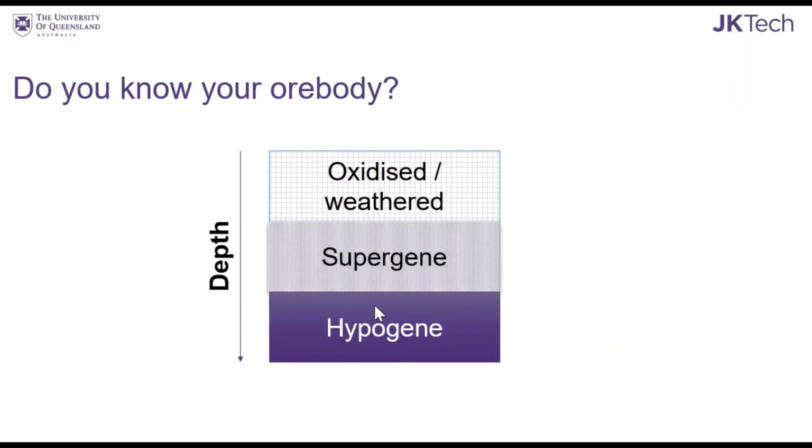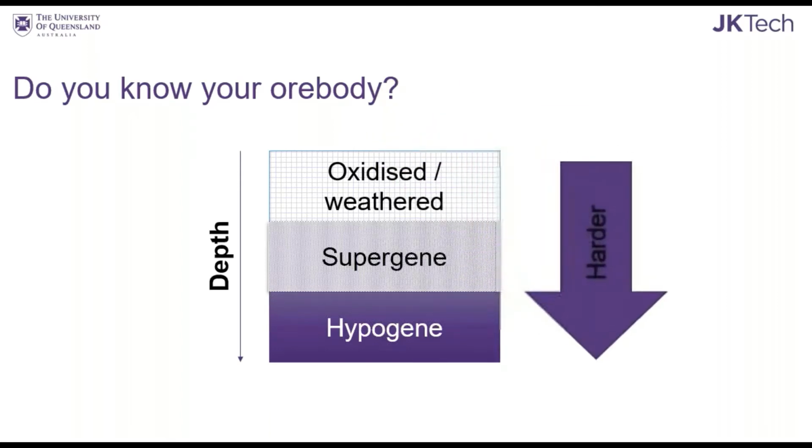On the screen there is a very simple deposit, which we can generally separate into 3 distinct layers: oxidized zone, supergene, and hypogene, or the fresh material. Generally, as we go deeper down into the deposit, it typically gets harder. There are obviously a lot of other things contributing to hardness, but that'll be a whole different webinar. Overall, the harder the rock, the more energy required to break that rock.